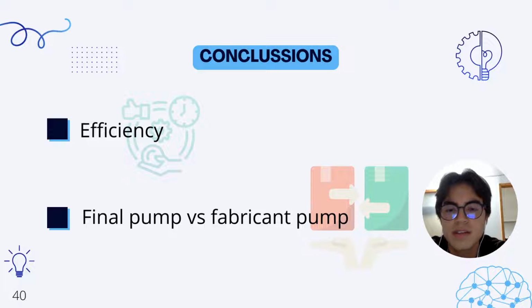Finally, in the conclusions, we can say that the efficiency of the water was higher than the efficiency of the fabricant, but this doesn't mean that the fabricant pump is worse than ours. As we can say, the fabricant pump is the better one because we did have some mistakes during the simulations.